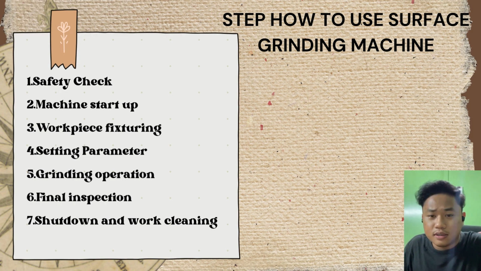This is the steps on how to use the surface grinding machine. These steps are general. Step 1 is safety check. Then the second step is machine startup. And the third step is workpiece fixturing. Fourth step is setting parameters. Fifth step is grinding operation. And the sixth step is final inspection. And then the seventh step is shutdown and work cleaning.